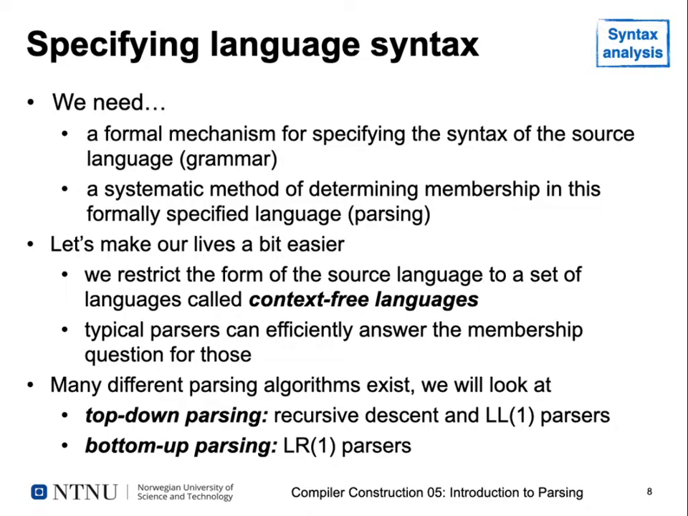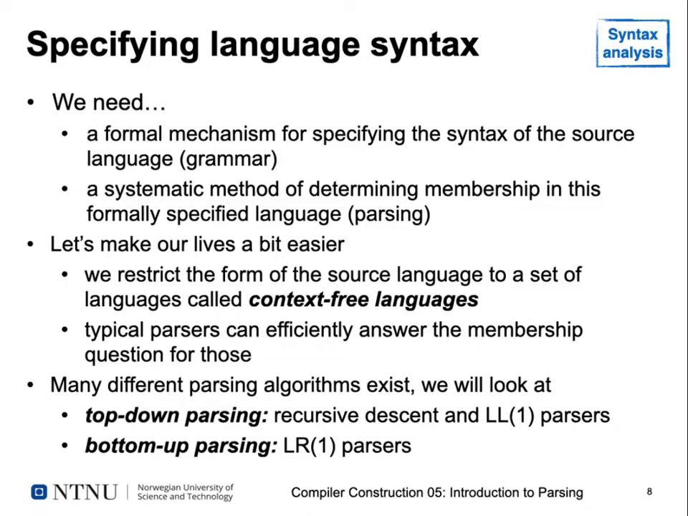There are a large number of different parsing algorithms. We'll take a look at specifically two different approaches. The first one is top-down parsing, and in top-down parsing there are two very common types of parsers. The first one is a parser called recursive descent, which more or less orients the program structure of your parser according to the language you're trying to parse. Another one is LL1 parsers. And you can do bottom-up parsing.